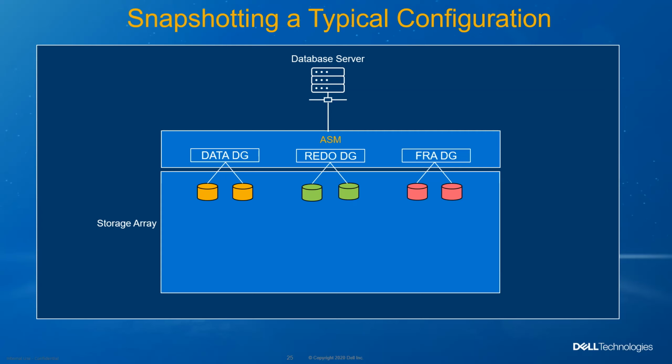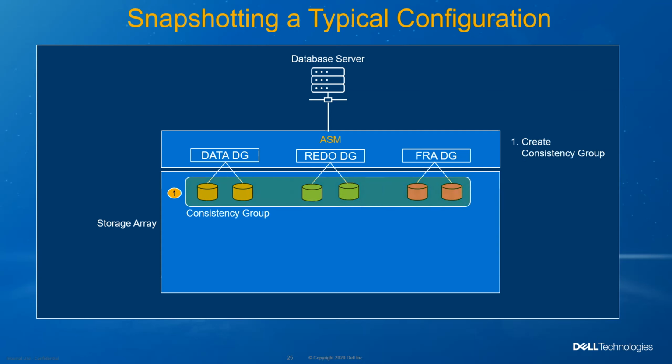Well, the first thing you would do would be to create what's called a consistency group. And what this does is to group all the various different LUNs into a single group. So if you imagine a typical 3-disk group ASM architecture, where you'd have a data disk group, a redo disk group, and FRA disk group, which would comprise any number of LUNs. All of those LUNs would be grouped into a single consistency group.